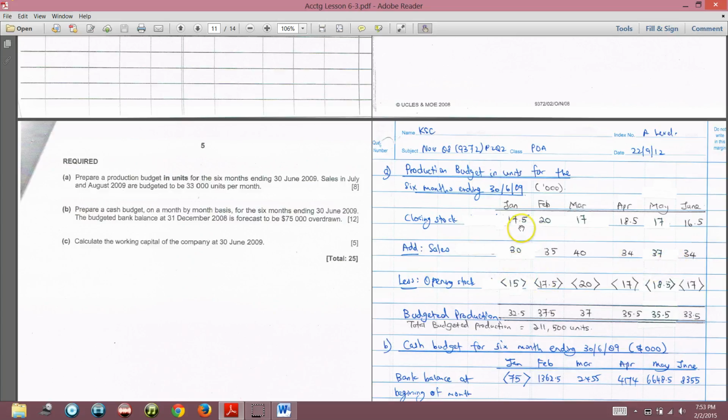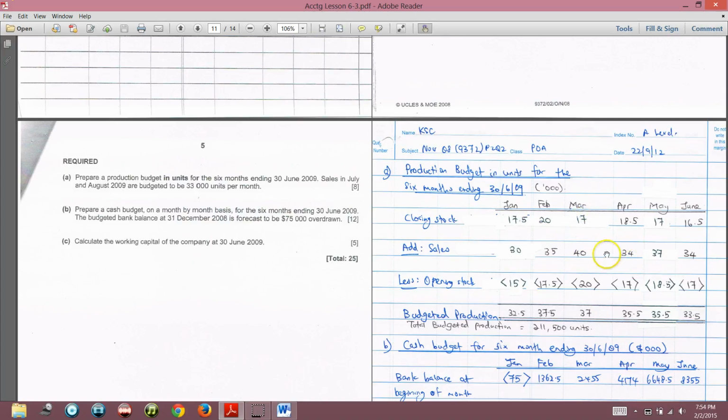So I would need to produce enough so that the closing stock of January is enough to meet half of February's sales. So January closing stock will be half of February sales. So 35,000 divided by 2 will be 17.5. You take your calculator, 35 divided by 2 is 17.5. So February closing stock will be half of March sales, so 40 divided by 2. Once you get it, it is quite easy.